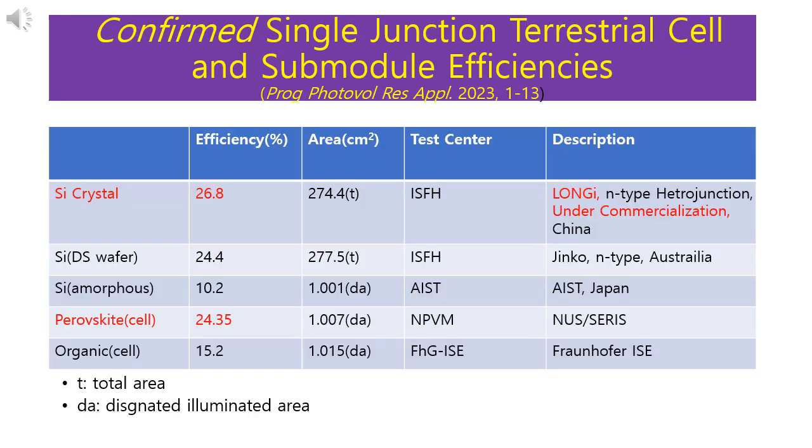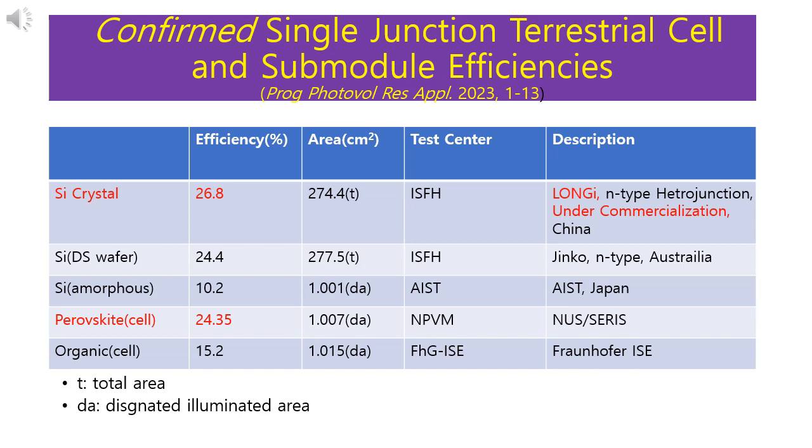Here, let us talk about the efficiencies of cells and submodules. This table shows that the PCE of the single junction PSC is comparable to that of the SSC, which are less than 30%. On the other hand, the OSC exhibits a much lower PCE of 15%. LONGi of China and Jinko of Australia are leading the PCE of the SSC, and it is worth noting that the former is actively involved in commercialization.